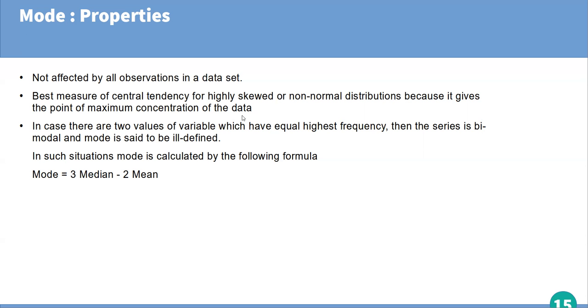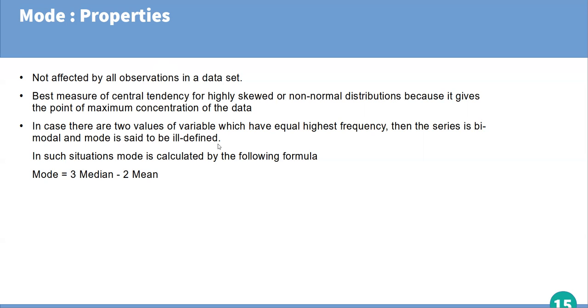Now let us look into the properties of mode. It is not affected by all observations in the data set. When it comes to a highly skewed or non-normal distribution, mode is the best choice because it gives a point of maximum concentration of the data.